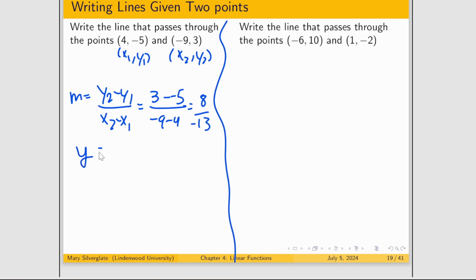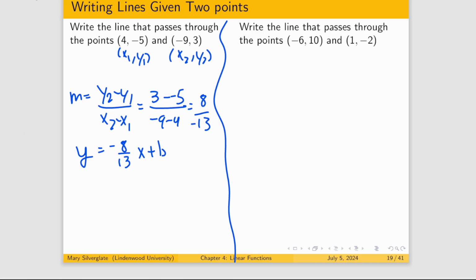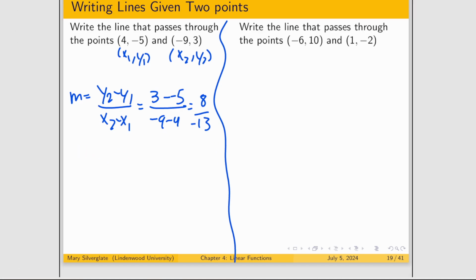Some of you might be on autopilot, thinking, okay, I'm going to plug into slope-intercept form and solve for b, which is technically fine. You can do that. But I personally don't want to multiply stuff by negative 8 over 13 and keep track of where it is. So point slope form is going to be a lot nicer here, because now there's really very little other work needed.